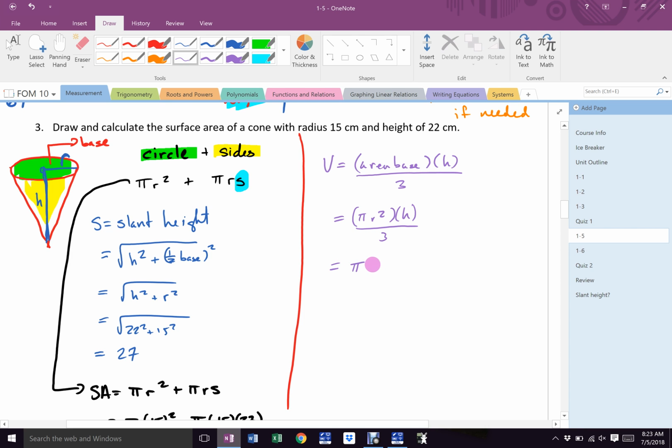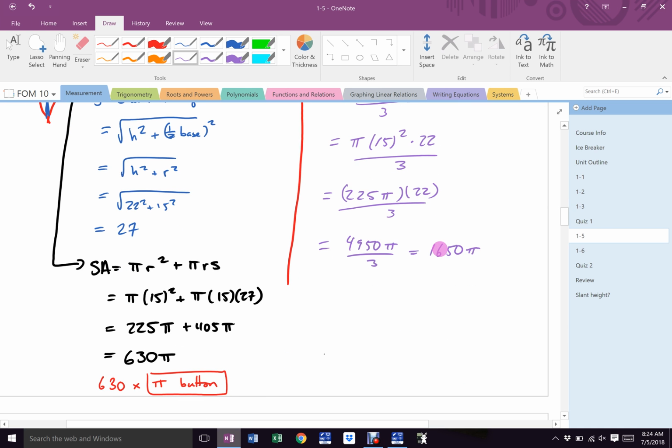Pi. What was my radius here? 15 squared times 22 divided by 3. Now, we're in the 10th grade, so are we going to do anything with pi? No. So it's 225 pi times 22 divided by 3. 4,950 pi divided by 3. Do that division and I get 1650 pi.